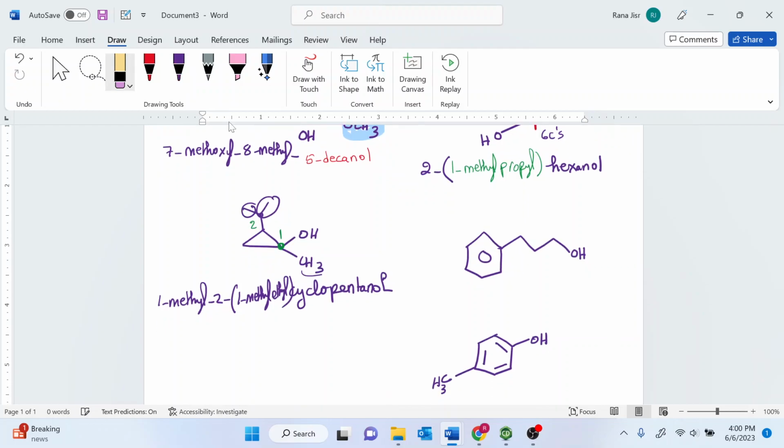Here, choose the longest carbon chain that has the OH. And now your benzene is going to be a substituent. So a substituent benzene, we name it as a phenyl. And we give the OH the lowest number. So it's going to be 1, 2, and 3. And this is going to be 3-phenyl.